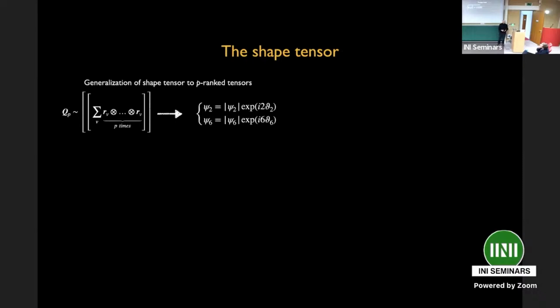And luckily, it still associates two independent numbers, which again can be interpreted as a magnitude and as an orientation. Here I'm going to focus only on the nematic and hexatic symmetry, but this is a procedure that you can do in general.